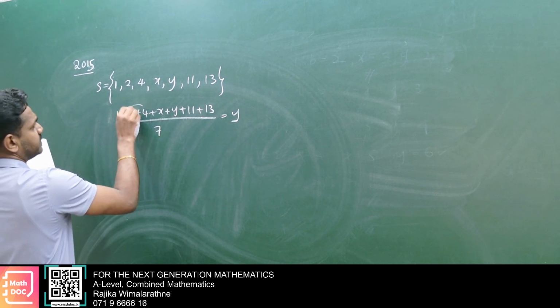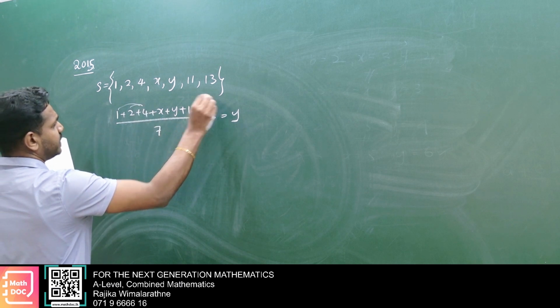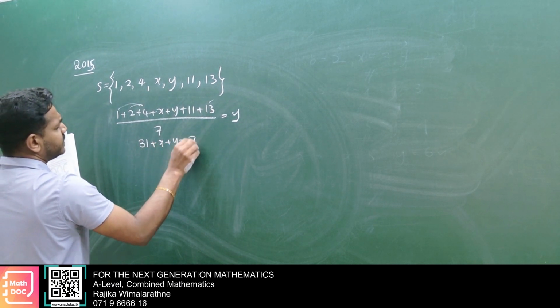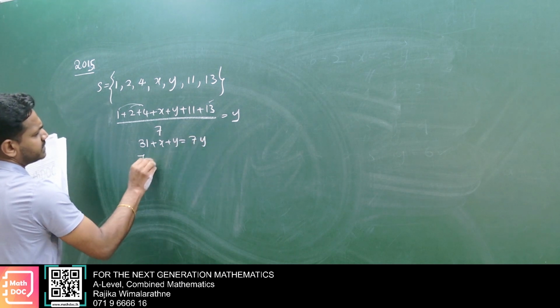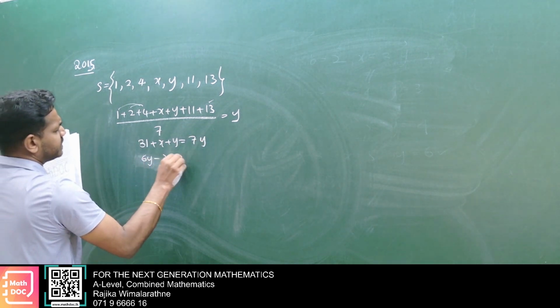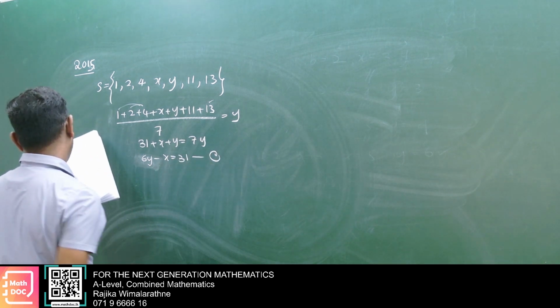Then 31 + x + y = 7y, so 6y - x = 31. This is the first equation.